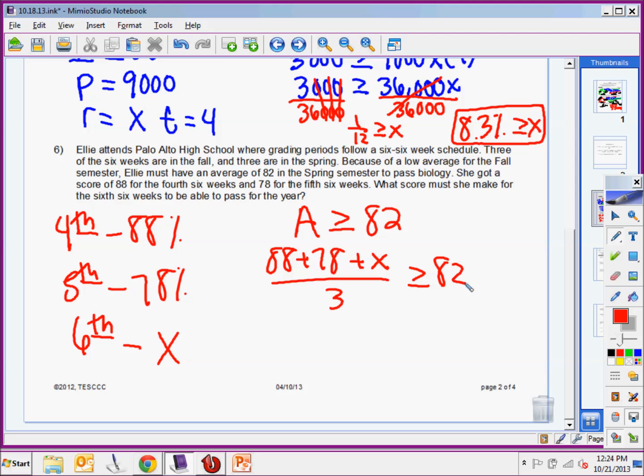But she has to pass for the year. She failed the first semester. Well, she failed the first semester with a grade. What did she fail? Oh, okay. Never mind.